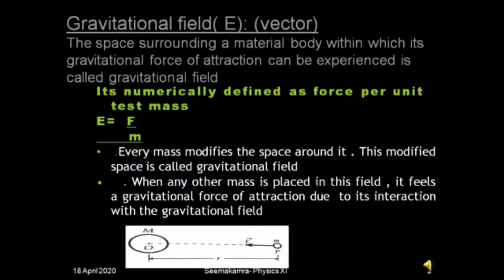This gravitational field can be found out if we enter any other mass in this region. The mass which we are entering, small m, is called test mass. As soon as we enter the test mass in this region, this test mass is going to experience a gravitational force of attraction. So force per unit test mass is called the field. The gravitational field is the property of the source mass given. So this way we find the gravitational field.